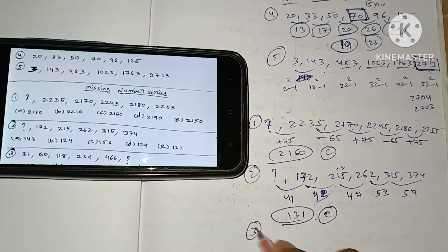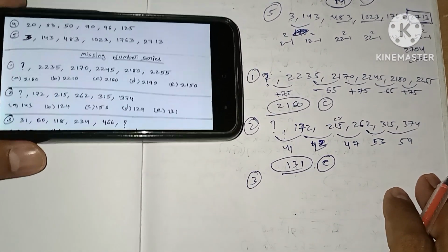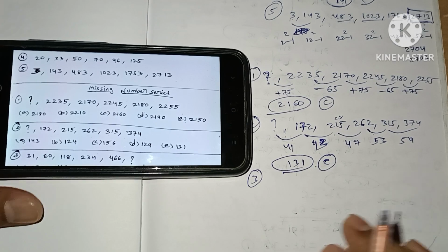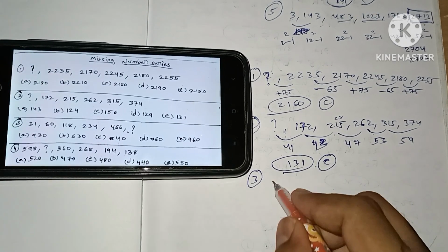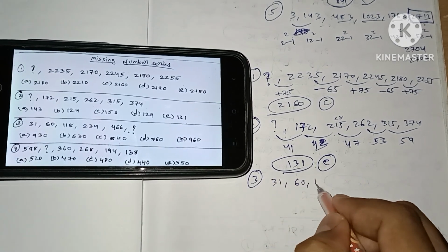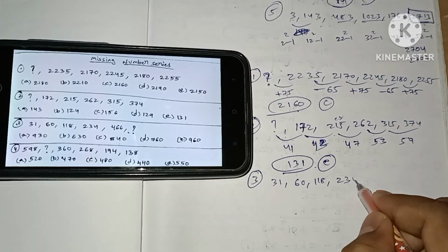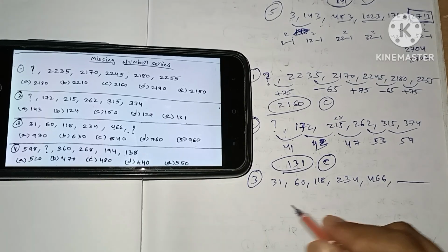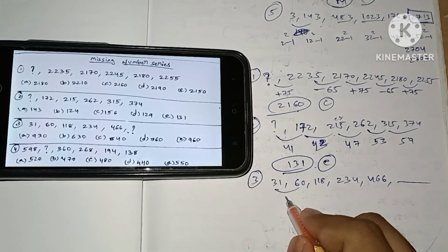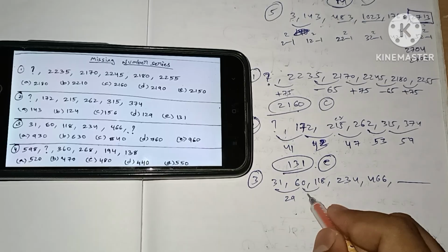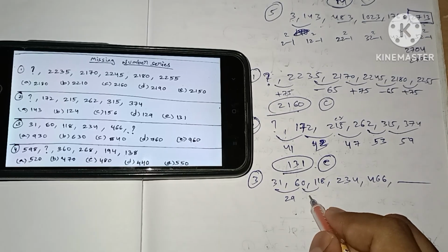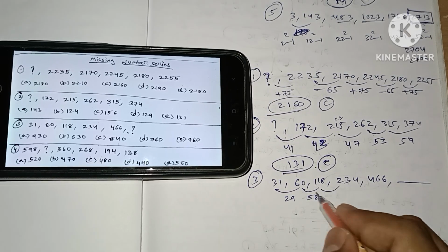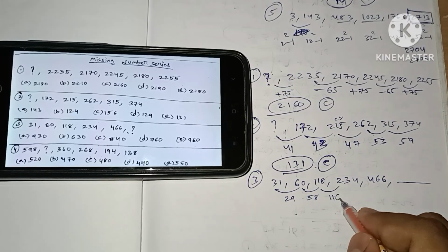Next, third question. Third question, 31, 60, 118, 234, 466, dash. Here the difference is 29. Here the difference is 58. Here the difference is 116.